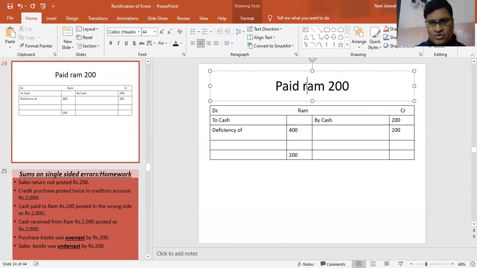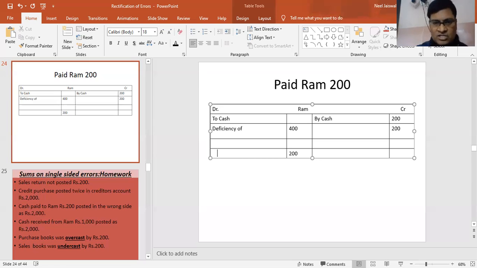The balance of the RAM account is getting corrected. 200 only. This is balance brought down. Balance brought down will be this only. Students, try to think: if I were to make a correct entry, then the accountant would not have recorded this part. The accountant would have just recorded 200 as to cash. In that case also, my balance brought down and carried down will be the same, 200.